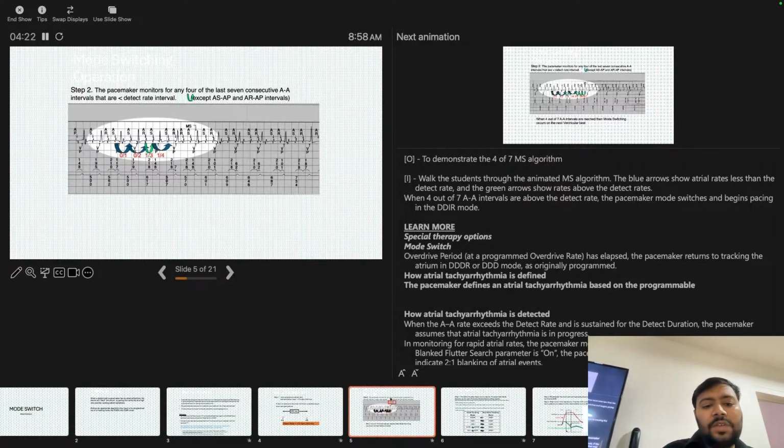Here you can see the first beat did not come into the interval. The second beat is also obviously not in the interval. The third beat is now in the mode switch interval, which is lesser than the programmed detection rate. Here 1 of 3 satisfied, and 1 of 4, 2 of 4. So at last, out of 7, the 4 beats have satisfied. So now the device is entering into the mode switch.